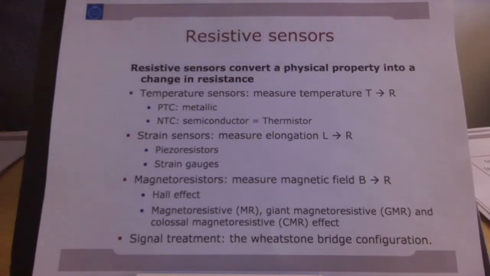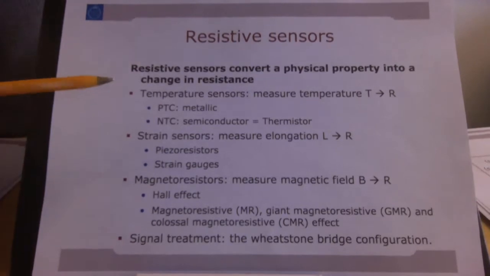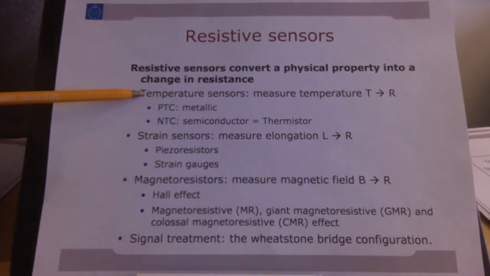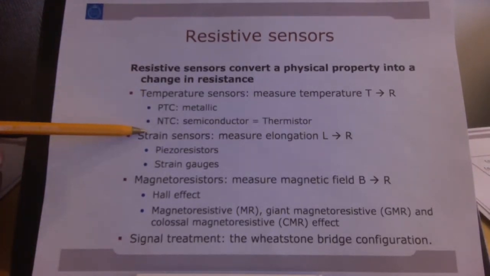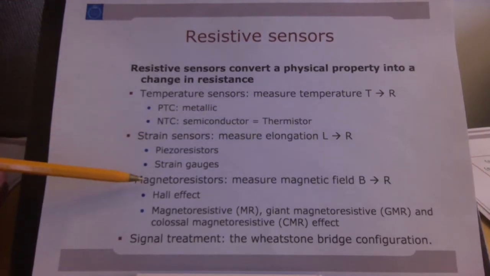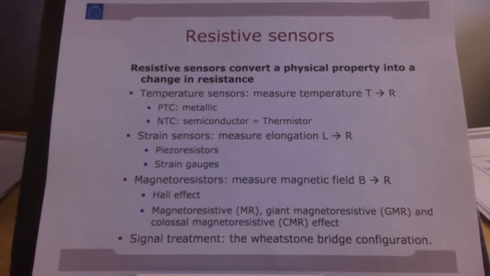Resistive sensors are devices that convert a physical property into a resistance change. That means that we're going to make a resistor and use the resistor to measure a physical property. And we're going to show examples for a resistor to measure temperature, for a resistor to measure strain, and for resistors to measure magnetic fields. So first we look at temperature sensors.